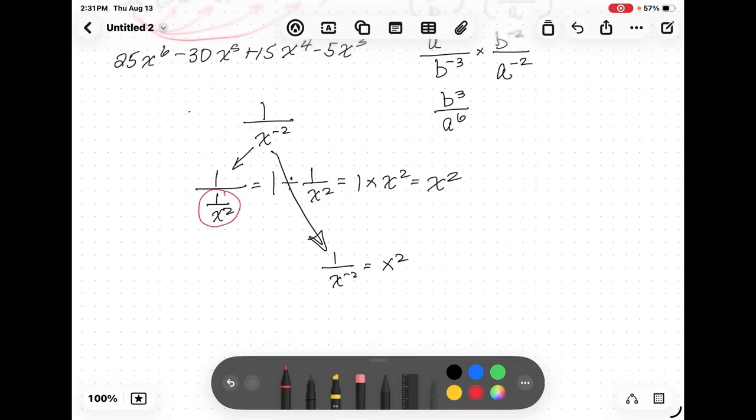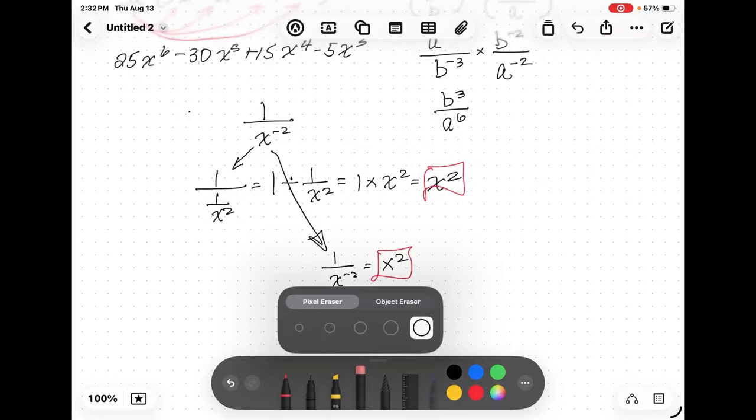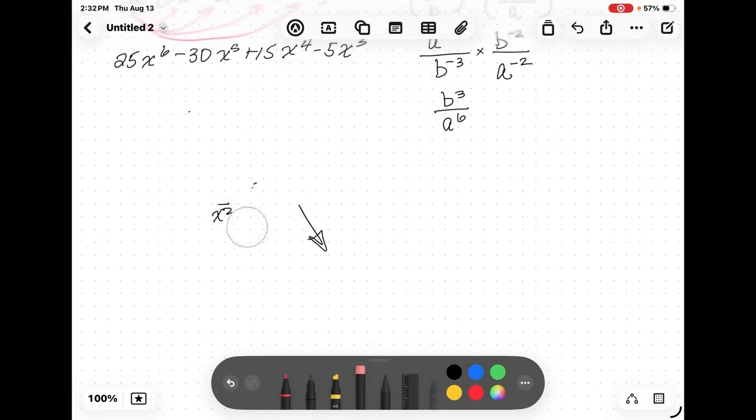Here I reciprocated within the denominator. Here I reciprocated within the whole fraction. And they're both correct, or they're both the same. They end up in the same place. They both end up at x squared. Obviously, the second way seems to be a more efficient way of thinking about it. And that's what I did back up here.